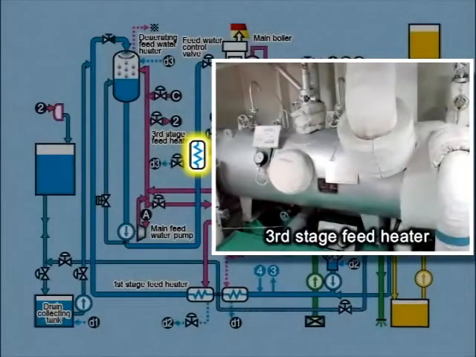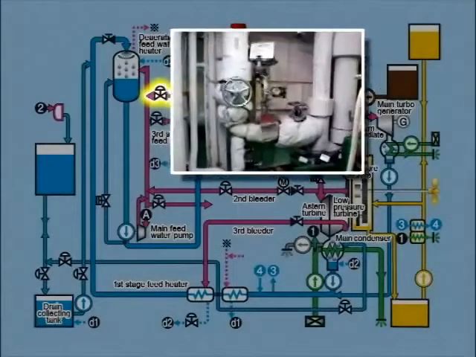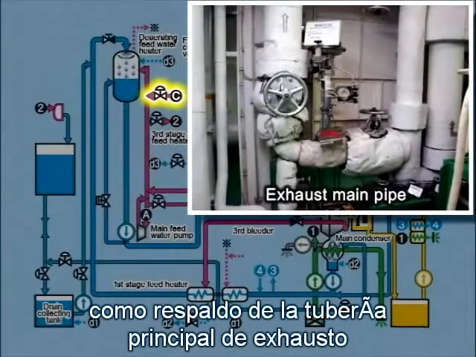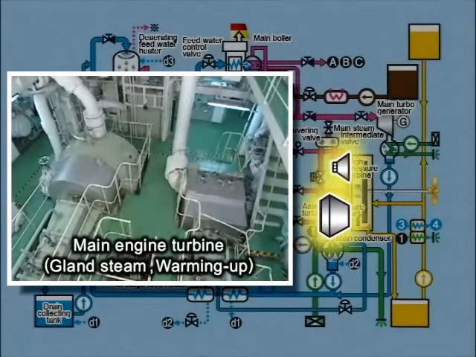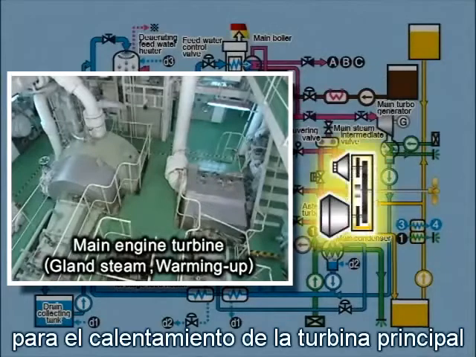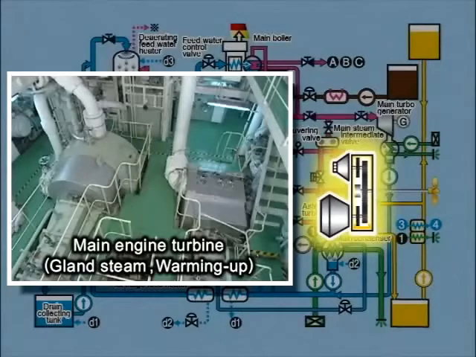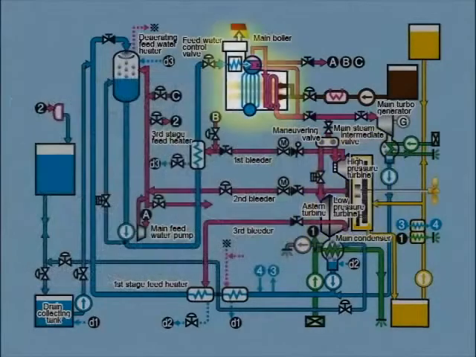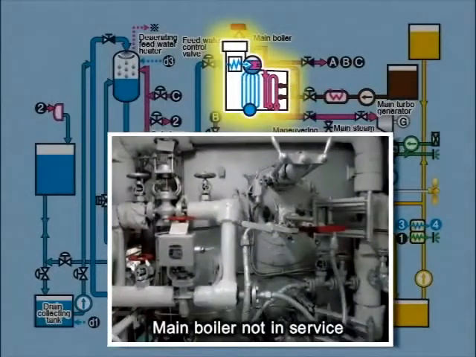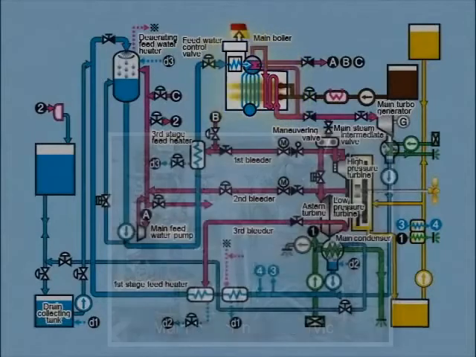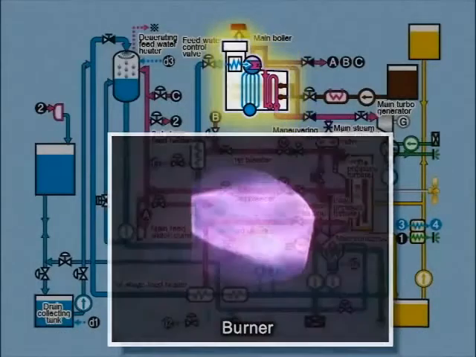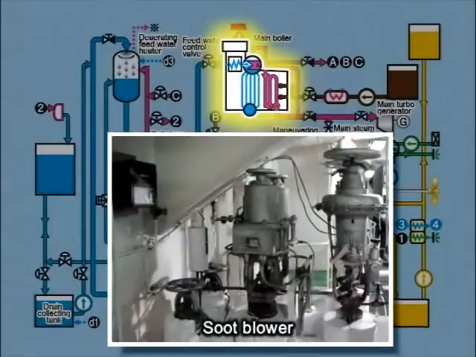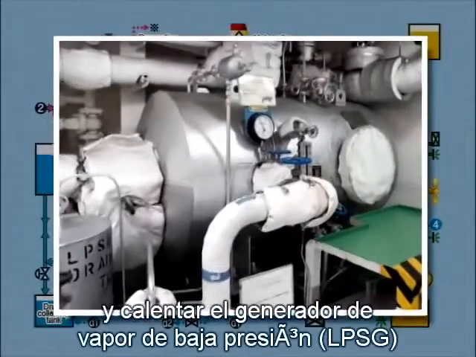heating third stage feed heater, as backup for exhaust main pipe, as gland steam, for main engine turbine warming up, heating main boiler not in service, as burner assist steam, for soot blowing, and heating low pressure steam generator.